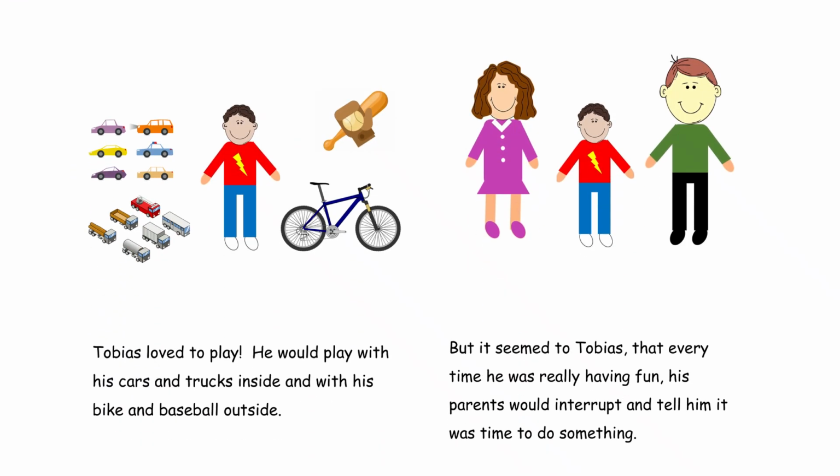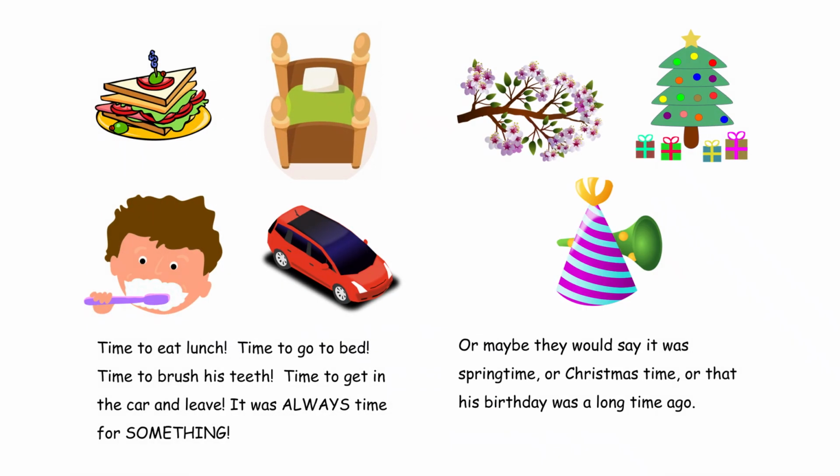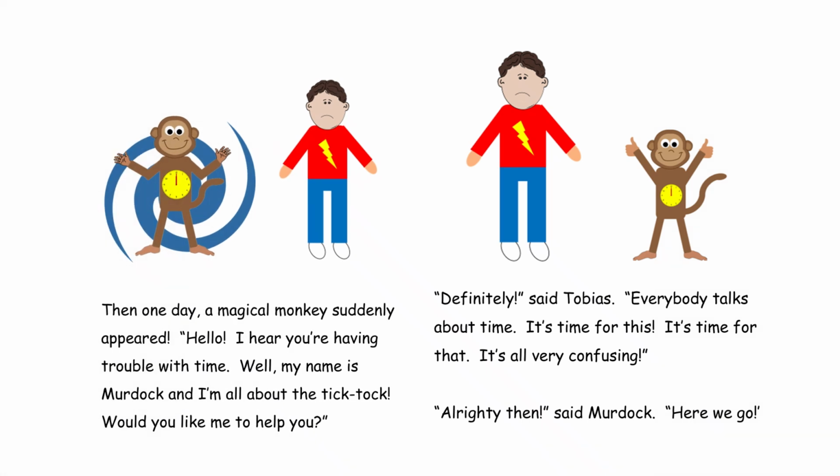At the beginning, we meet Tobias and hear how he is confused about telling time. His parents tell him it's time to eat, time to go to bed, time to brush his teeth, and more. They also talk about springtime, Christmas time, and how much time until his birthday comes. Tobias listens, but he doesn't really understand about time at all. One day, Murdoch appears and offers to teach him all about time. Tobias eagerly accepts his offer.